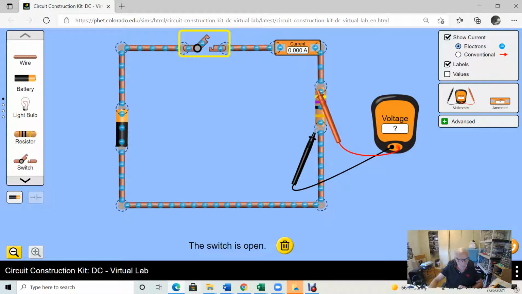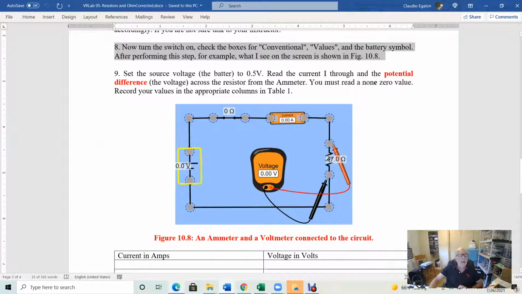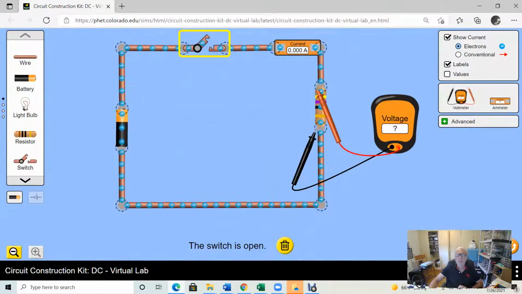Conventional. What's that conventional? Let's see here. Now turn the switch. Check the box for conventional values and the battery symbol. After performing this step, for example, what I see on the screen is shown in figure 10.8. Conventional values. Here you go. That's what he means. Show the current.